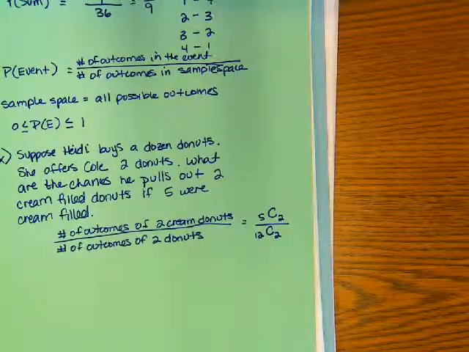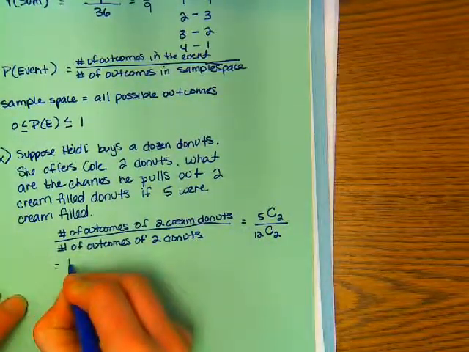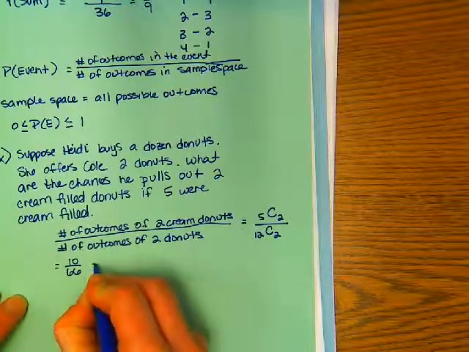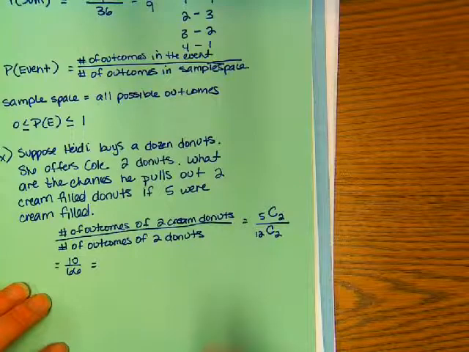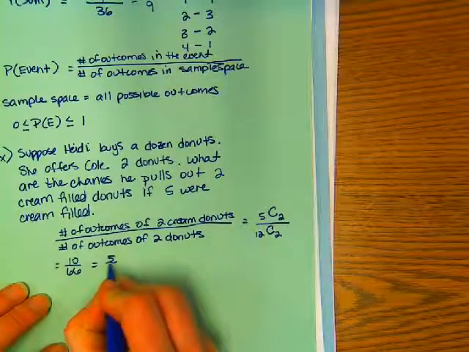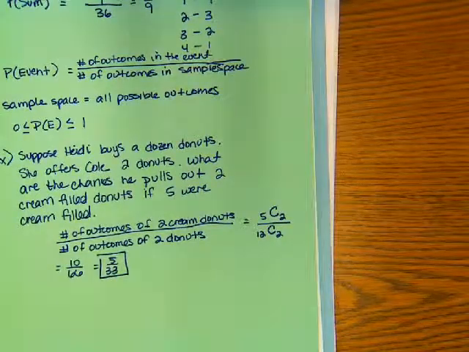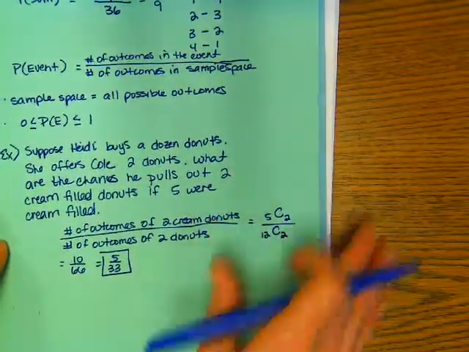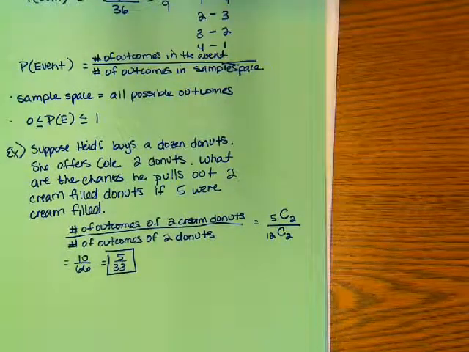Isn't 5C2 10? 10 out of 66. Okay, well, let's keep going. Let's reduce this as a fraction. So if I reduce this, it would be 5 over 33, correct? Okay. So now, let's do this with the multiplication counting principle. I'm going to treat this as independent events, and I'm going to show you that they're the same.